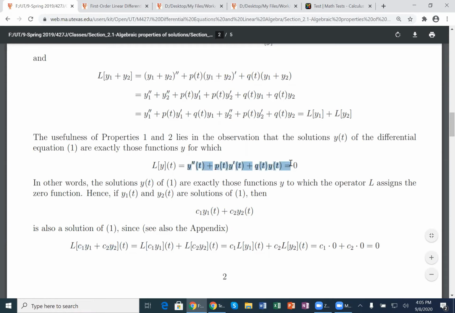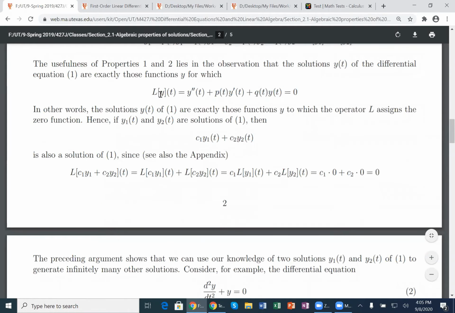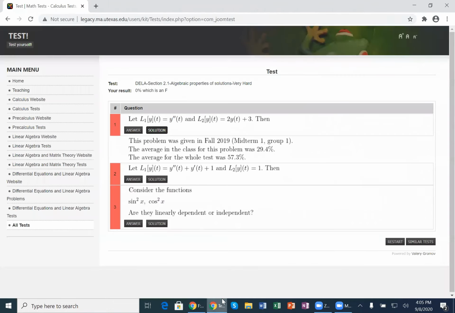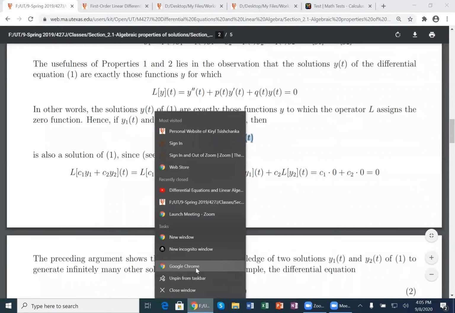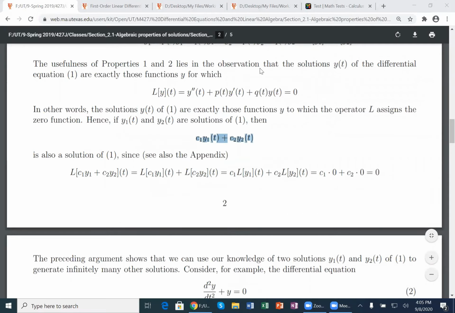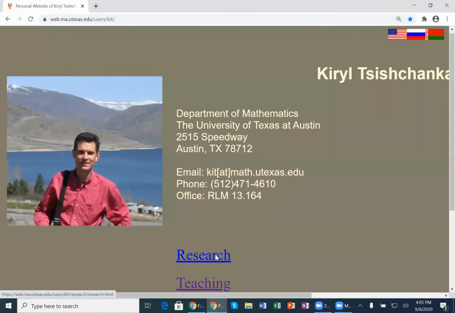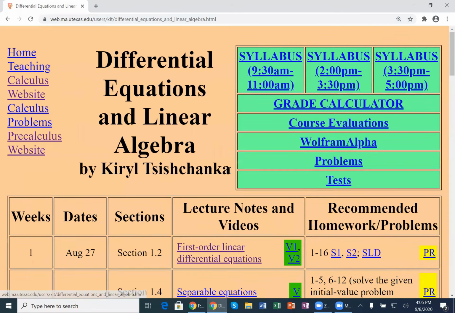By the way, if we do not use linear operators, we can easily prove the same thing, but it will take a little bit longer. Let me show you over here. So let us go back to the appendix.